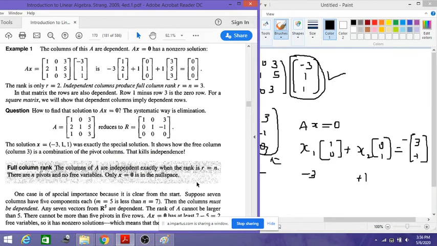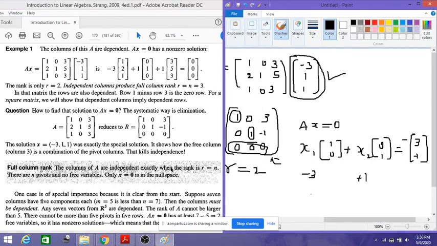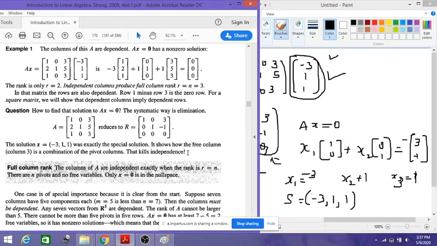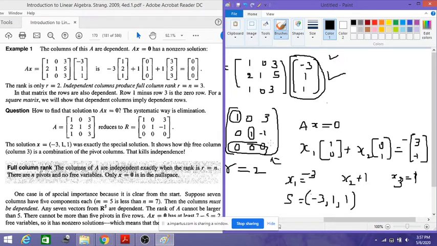So this is a dependent case here, so this will kill the independency. If we look into this example, x has a solution minus 3, 1 and 1. It means x1 is equal to this, x2 is equal to this, and x3 should be equal to 1. This is my x3. Then what is the special solution here? The special solution is nothing but minus 3, 1 and 1, which is what we have written here. It shows how the free column x3 is a combination of the pivot columns, but it will kill the independency. That is what it means.